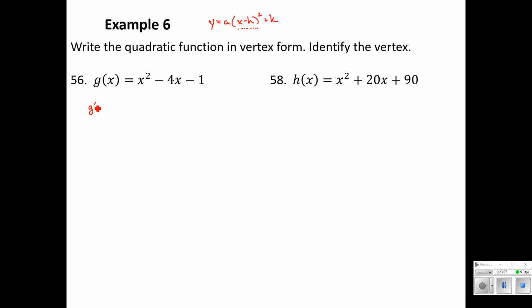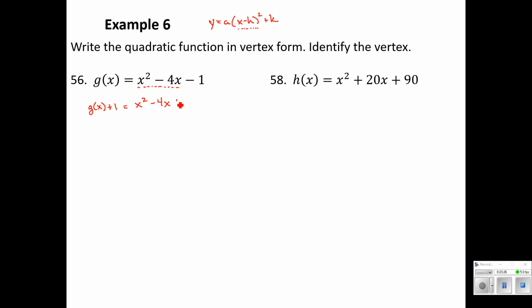All right, so I've got g of x. I'm going to complete the square with these x terms. I see an x squared and a regular x term together. I want those on the same side of the equation. So I'm going to add the 1 to join the g of x. Add 1 to both sides.